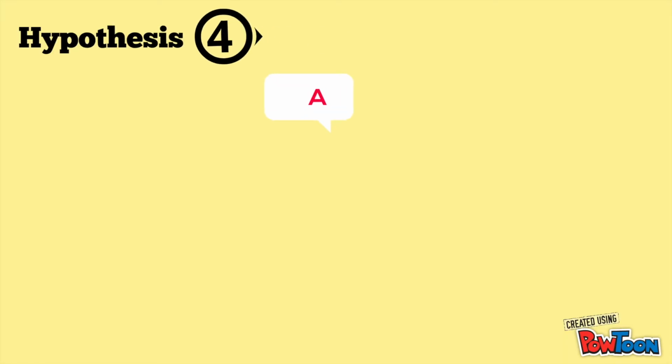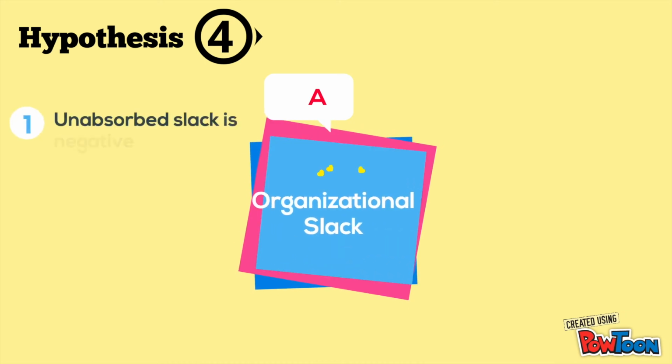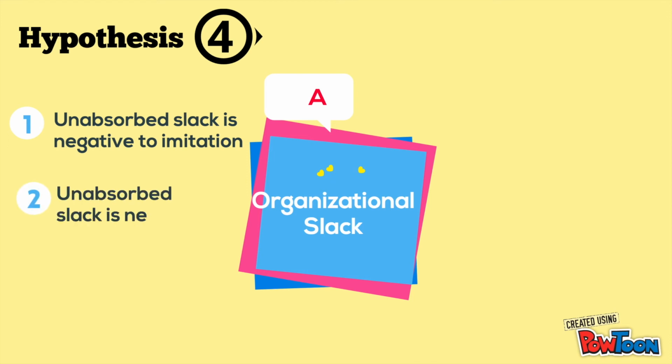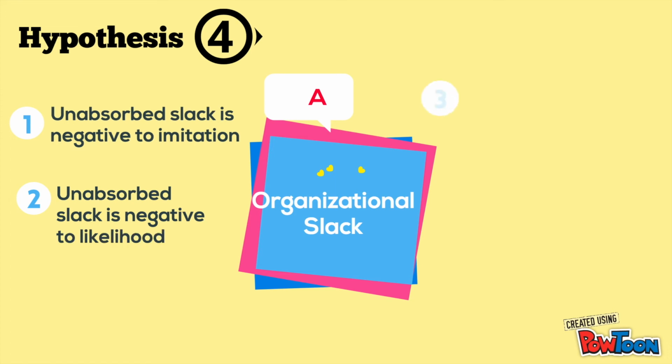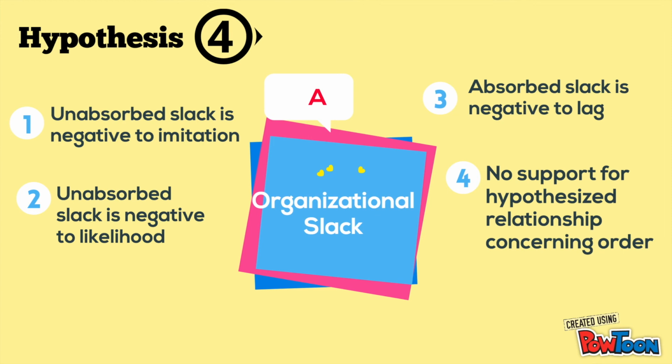Hypothesis 4A: as predicted, unabsorbed slack is negatively related to response imitation. However, unabsorbed slack is negatively related to response likelihood. There is also a negative, but only marginally significant, relationship between absorbed slack and response lag. No support emerged for response order.